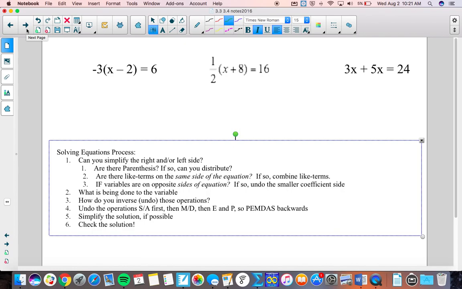I'm going to push you a little bit here. So now we're going to see if we can simplify stuff first. So we were just focusing on these questions, but now we're going to go up here. Can we simplify the left or the right side?